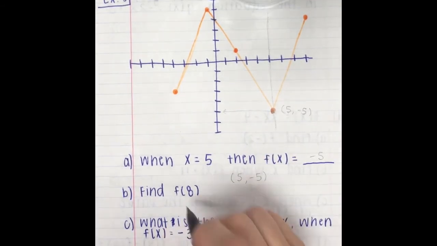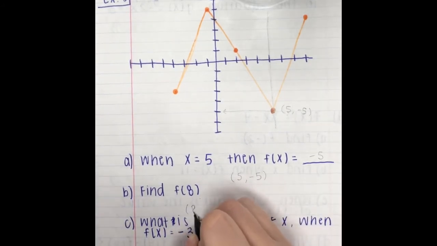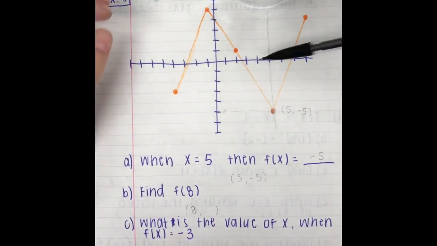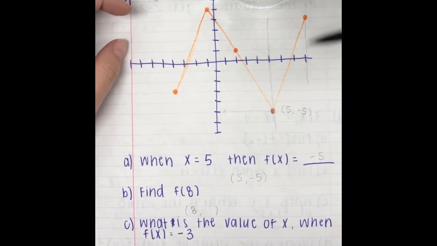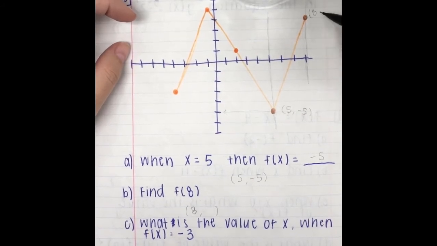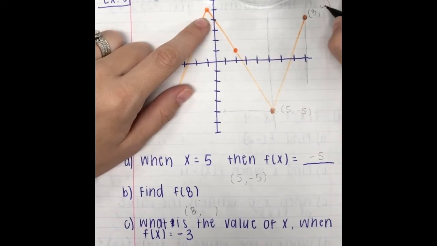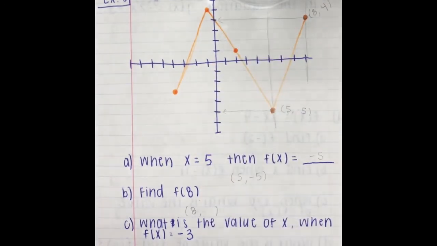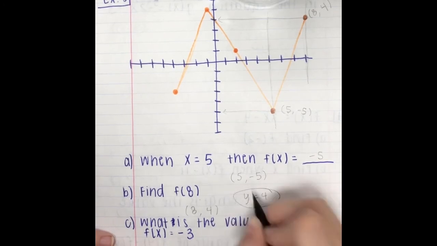Okay, so find f of 8 now. That's telling me x is 8. What's the y value when x is 8? Okay, so we're going to go out here. We're going to look at where x is 8. Where x is 8, we have a point right here. When x is 8, our y value is 4. X is 8 when the y is 4.